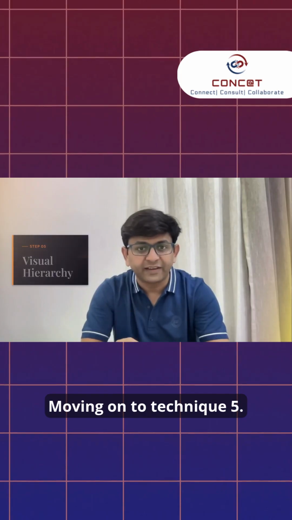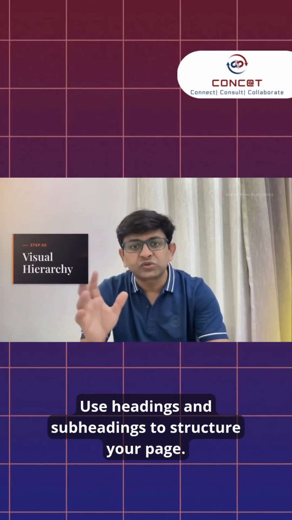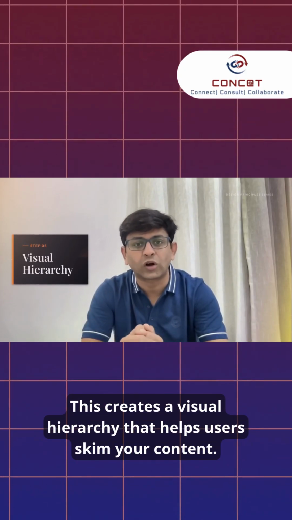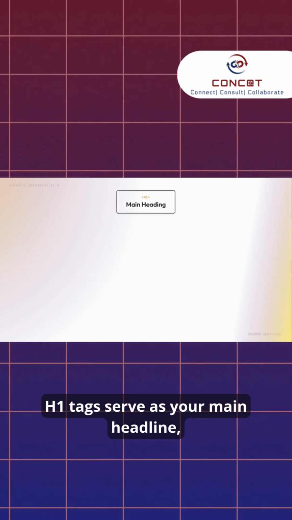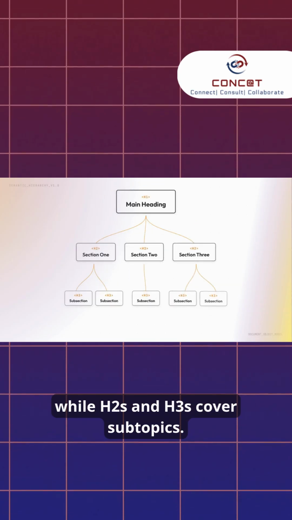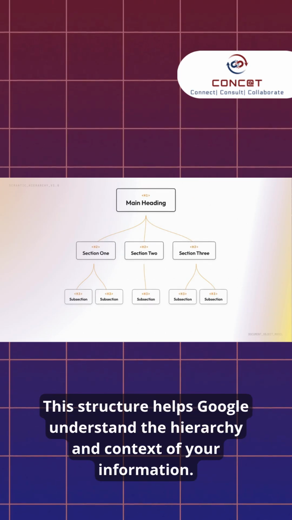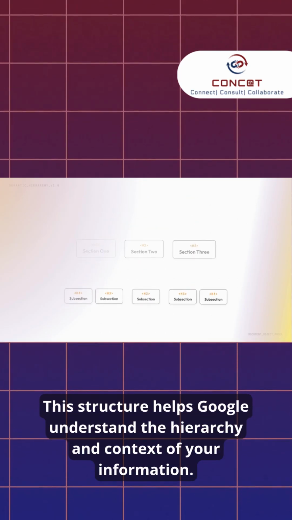Moving on to technique 5. Use headings and subheadings to structure your page. This creates a visual hierarchy that helps users skim your content. H1 tags serve as your main headline, while H2s and H3s cover subtopics. This structure helps Google understand the hierarchy and context of your information.